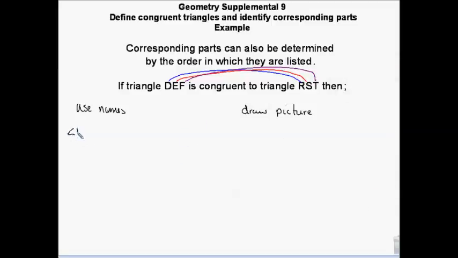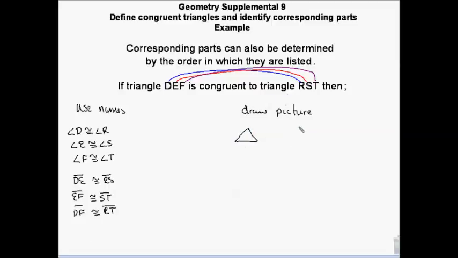Okay, so angle D is congruent to angle R, angle E is congruent to angle S, angle F is congruent to angle T, and then sides, I have DE, so RS, same position. EF, ST. And then DF, so first and last, RT. Okay, so we can do it that way where we just use the names.